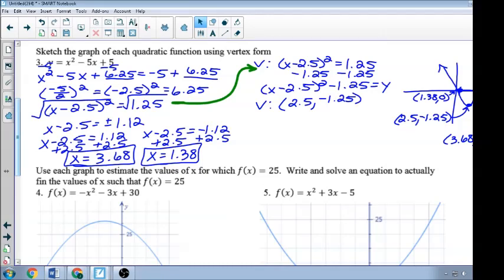What I'm going to do from here is we will talk about the last two graphs when we are in class. So that is the end of our video. Make sure that if you have any questions on how to complete the square and use that to create your vertex form to then graph, you come in and see me.